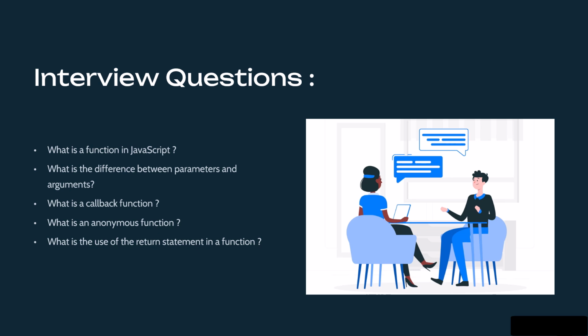Question number 3. What is a callback function? A callback function is a function passed into another function to run later. Question number 4. What is an anonymous function? A function without a name. It's usually stored in a variable or used as a callback.